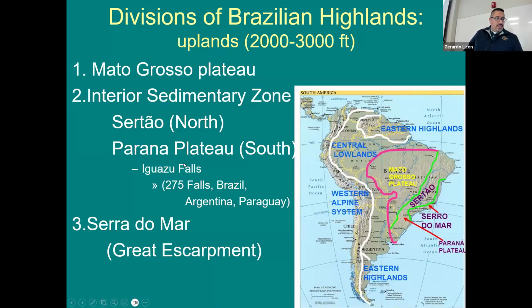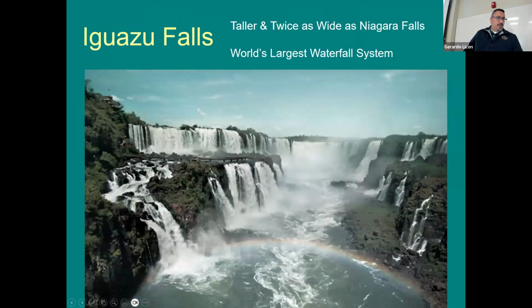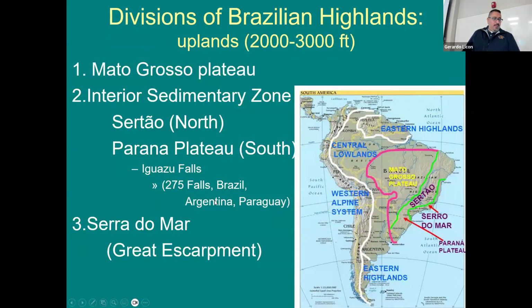And something noteworthy there is in the Paraná Plateau is Iguazu Falls. Iguazu Falls are taller and twice as wide as Niagara Falls. It is the world's largest waterfall system. As mentioned in the previous slide, it has 275 falls, and they are shared by Brazil, Argentina, and Paraguay.